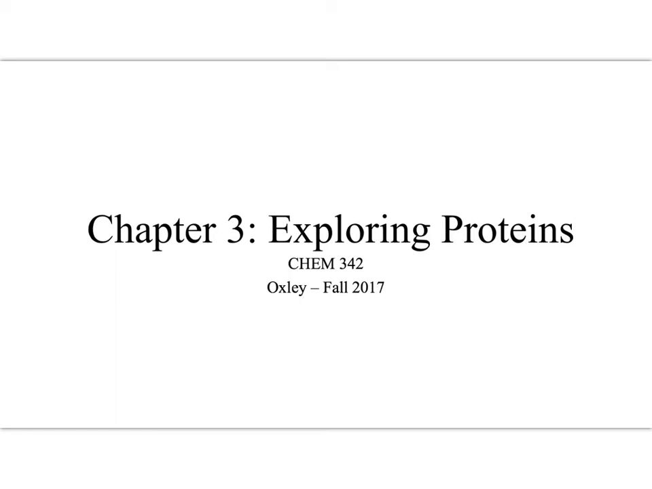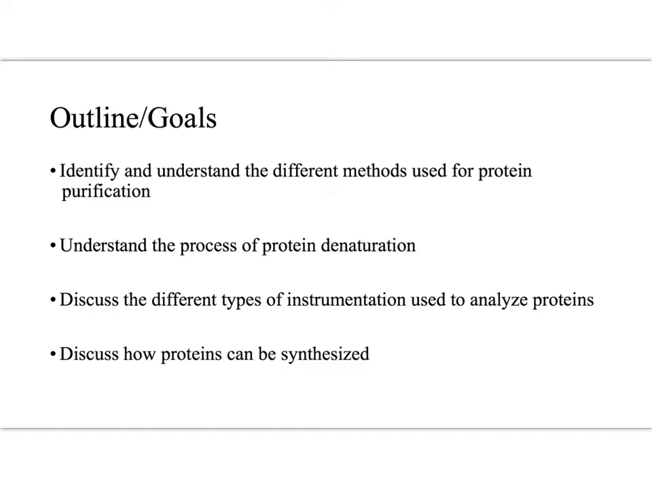In this chapter, we're going to look at a little more of the details that are associated with protein structure or understanding proteins. So some of the goals that we have for this chapter, we do want to go through and identify and even understand the methods that are used for protein purification. We want to understand and look at that process of protein denaturation. So we'll give a little bit more detail here than we did in Chapter 2. We will talk about the different types of instrumentation that are used when we're analyzing proteins. And we'll even talk about how proteins can be synthesized. So going the other way, instead of breaking them down, actually forming these protein structures.